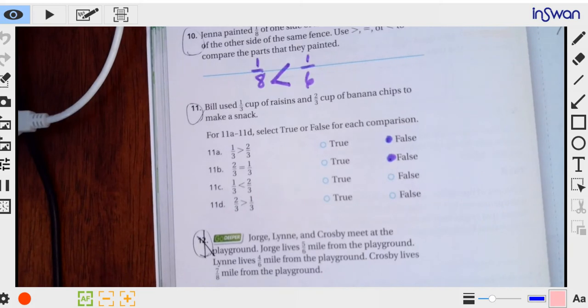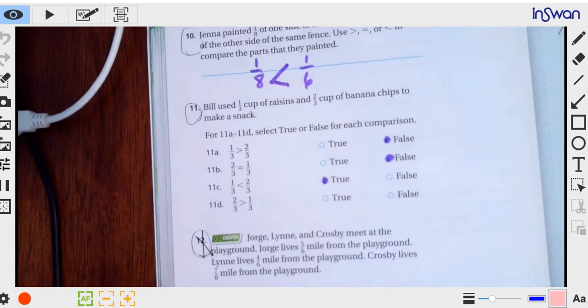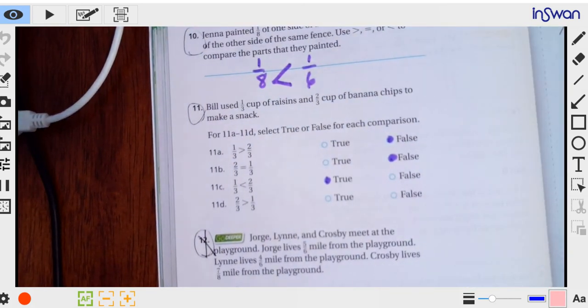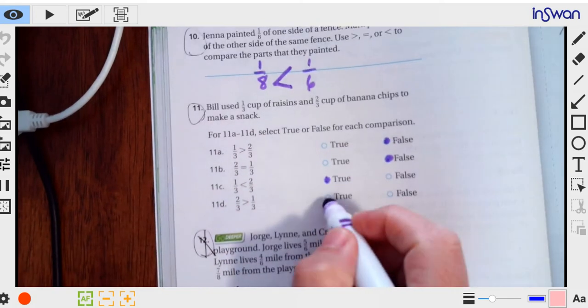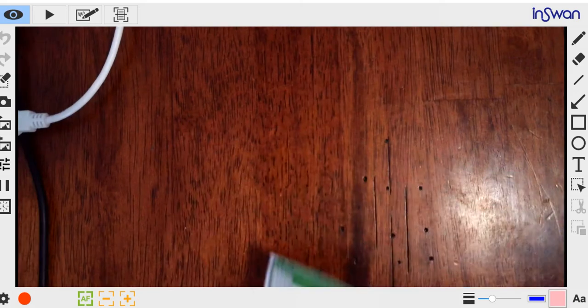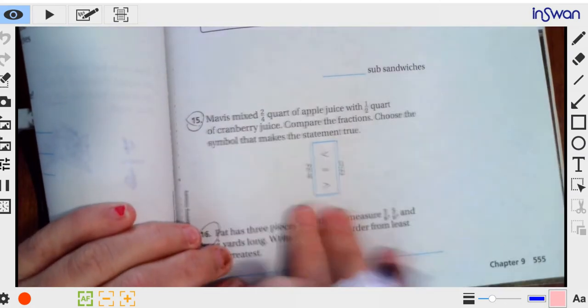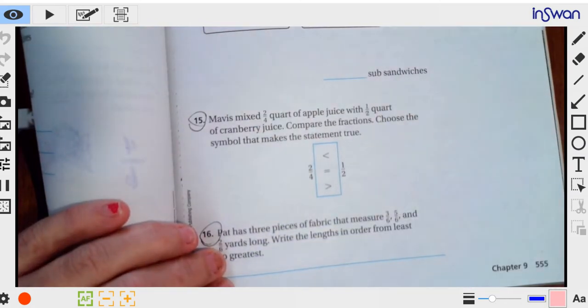If I have 1 of those pieces and you have 2 of the same size pieces, you're going to have more. So that is true. 2/3 is greater than 1/3. Yep, that's just switched around. Good job. All right, let's go to 15. I know, we're jumping, aren't we? We are jumping. There's a reason for it, and you'll find out in a little bit.